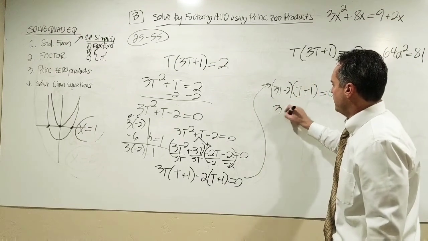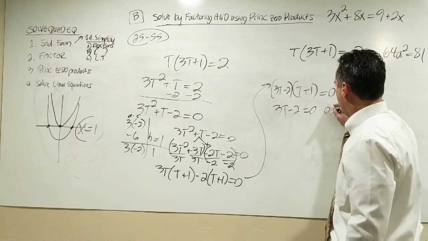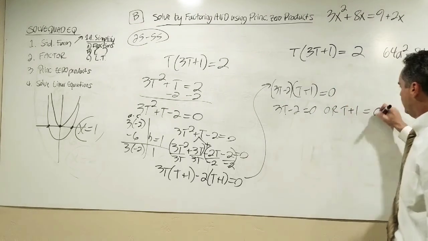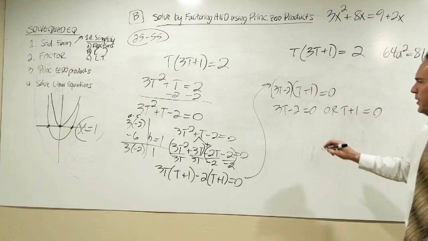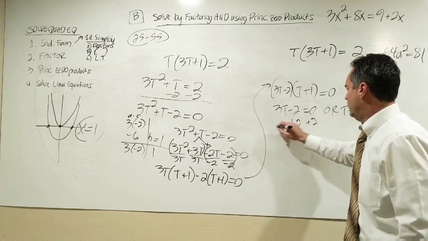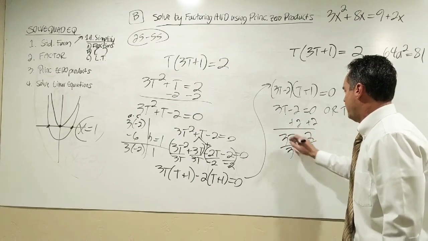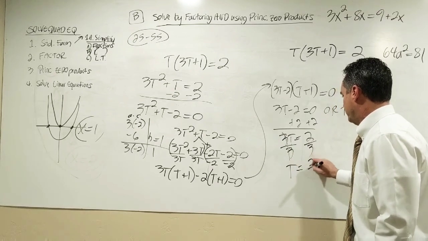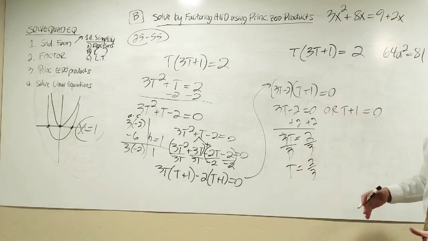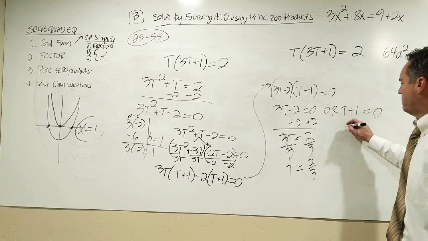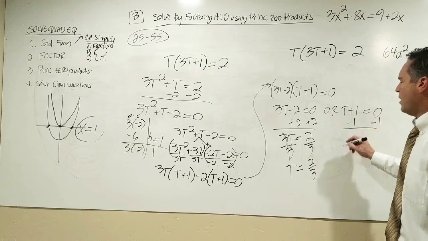And therefore 3t minus 2 must equal 0, or t plus 1 must equal 0, okay? So here we add 2, we add 2, and we get 3t equals 2. We divide by 3, we divide by 3, and we get t equals 2/3. You have this problem in your homework. I'm going to let you find it on your own. I'm not going to tell you what number it is. I want you to do it, though.